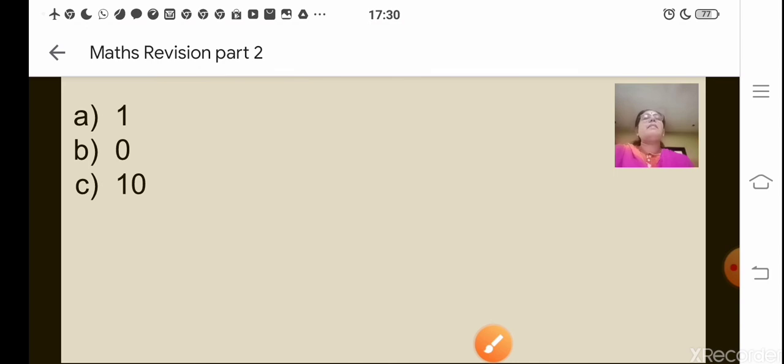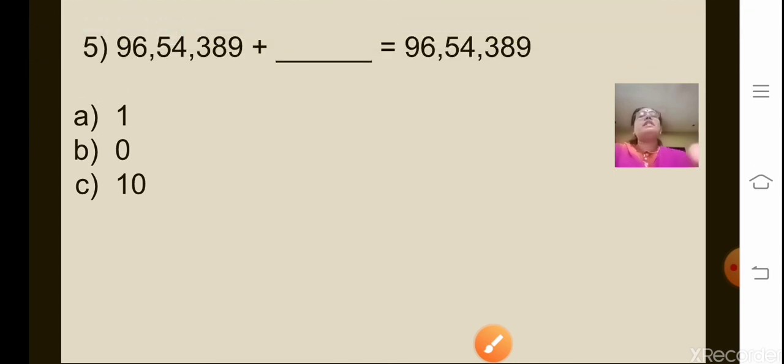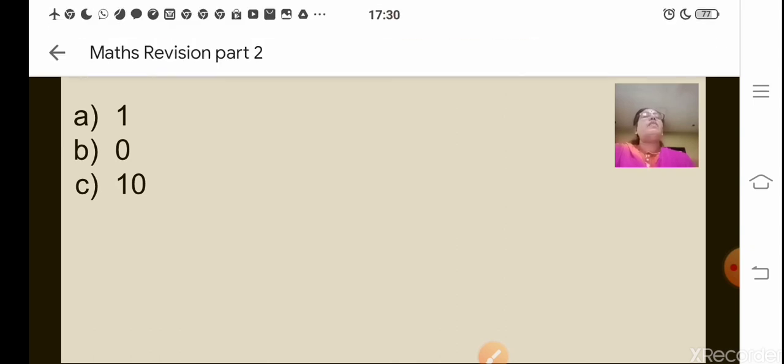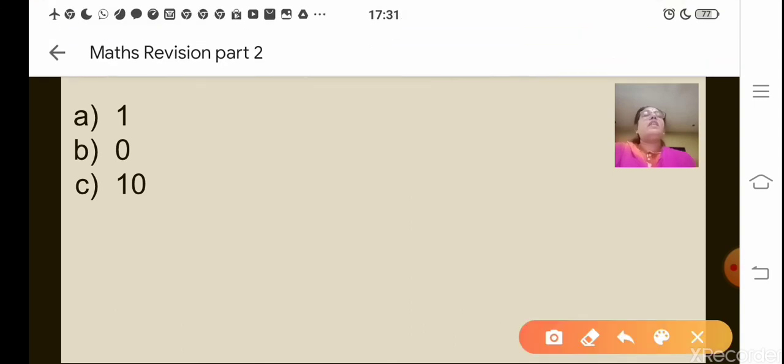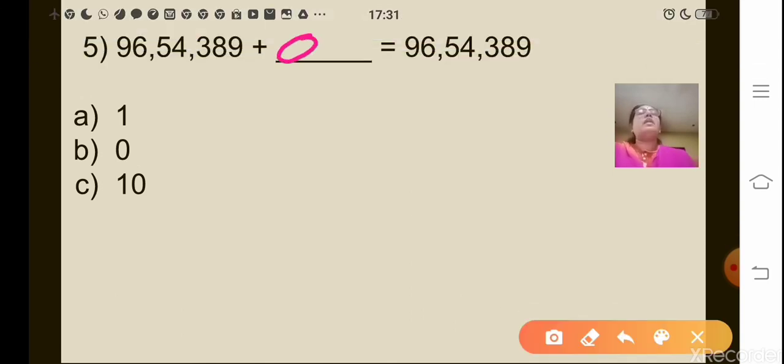Now the last sum is 96,54,389. To this number, what if you add, the number will remain the same, that is 96,54,389. So according to the zero identity property, we have learned that if you add 0 to any number, the number will remain the same. So your option is B one.